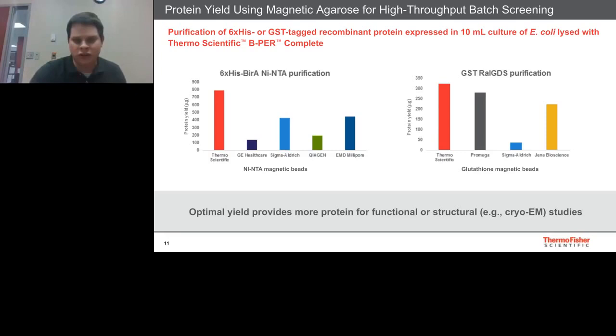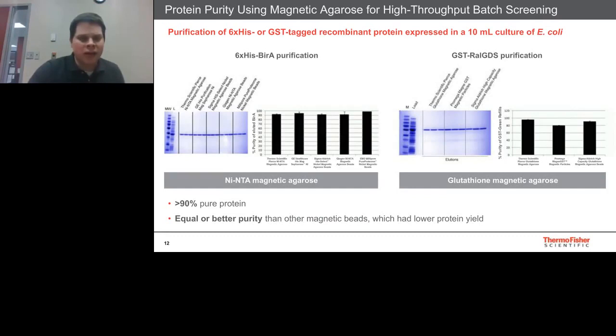A highly homogeneous product is also important for protein purification. Increased capture of target protein and low nonspecific binding is ideal for highly homogeneous purifications. Optimizing the amount of target protein to bead volume ratio will help to reduce contamination from other proteins.